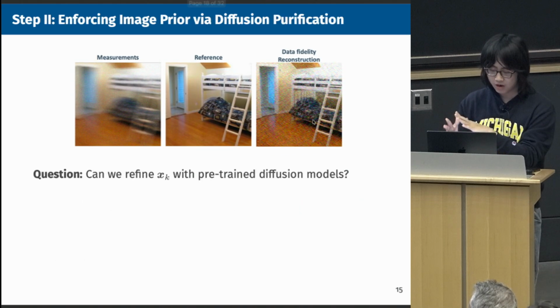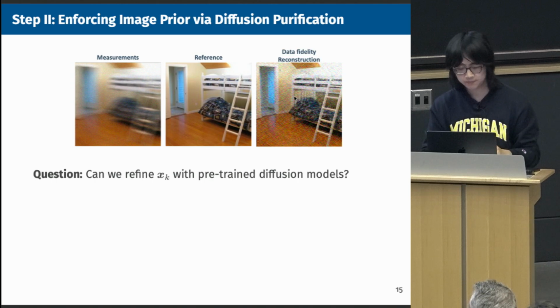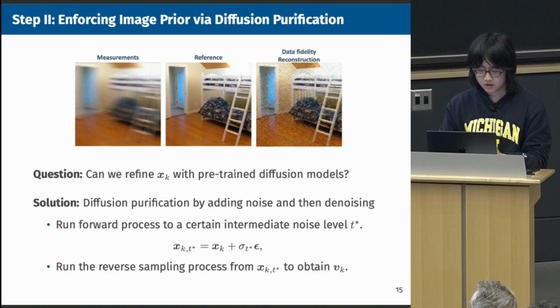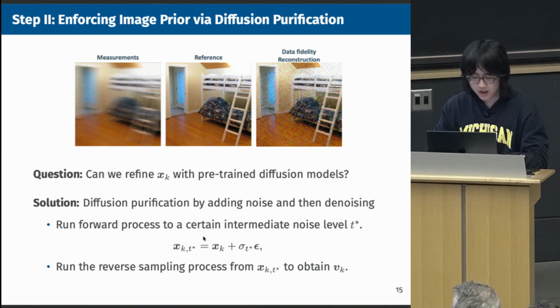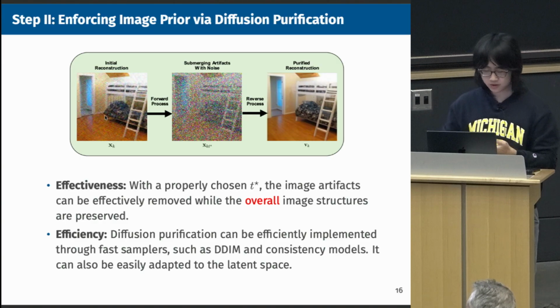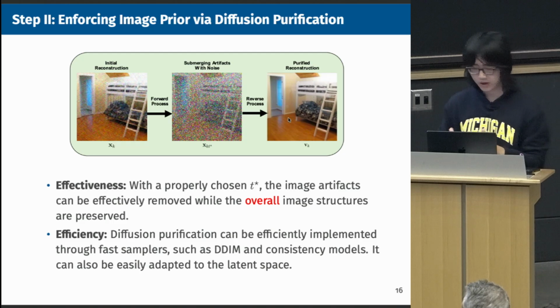And next, how can we refine this low quality image using a pre-trained diffusion model? What we propose is that we first add a certain amount of noise to this initial reconstruction. And after that, we run the diffusion reverse process from the noisy version of it. Here is some visualization of the process. Given this low quality image, we first add a certain amount of noise to it, and we just run the diffusion reverse process from this starting point so that we can get a refined image.